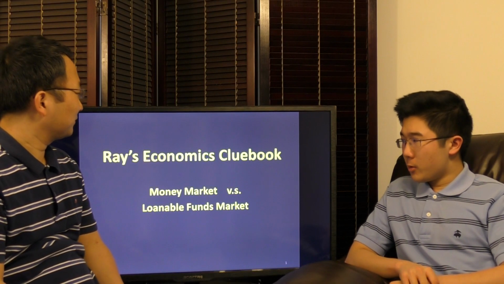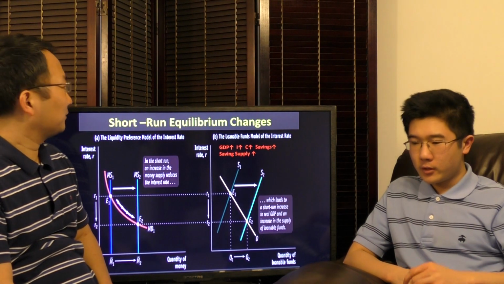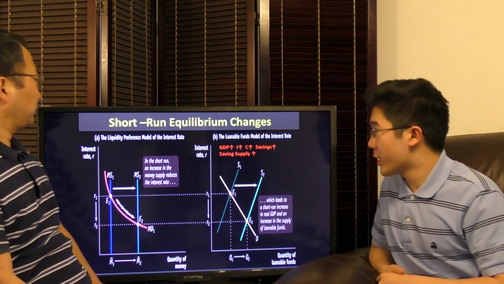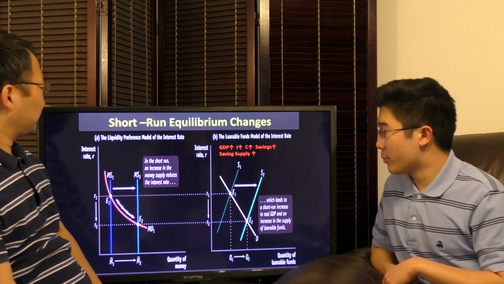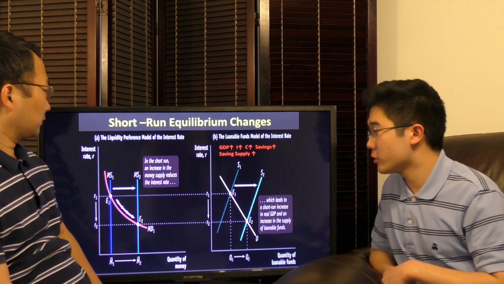Today, we talk about the money market model and the loanable funds market and how they cause and affect each other. In the short run, let's look at the money market, the liquidity preference model interest rate, and the loanable funds market. Basically, the liquidity preference model is kind of cause and effect for a loanable funds model. They're very closely intertwined.